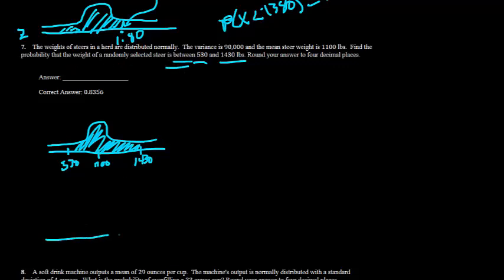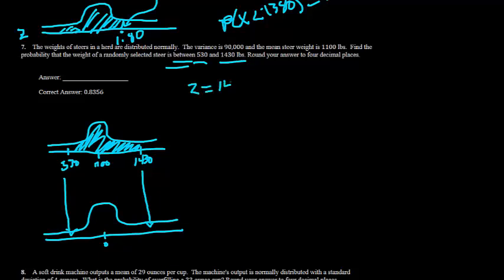Same thing happens on the Z curve. Looks something like that. This is a 0. We need to find the Z associated with 530, and we need to find the Z associated with 1430. I'm going to start with 1430 because we're doing a between. I'm going to take this one and subtract it from the other one. So the Z of 1430 is equal to x minus mu over sigma.